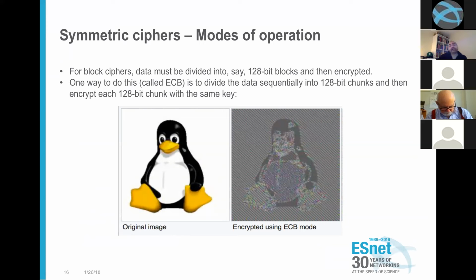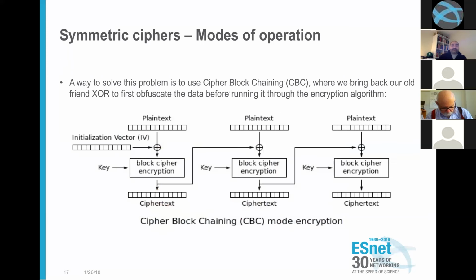So one way to solve this is to basically bring back our friend XOR. So we're going to XOR the data against the ciphertext for each block that we do. For the first block, since we don't have any ciphertext, we're going to create an initialization vector, which is just a random string. It doesn't have to be secret.